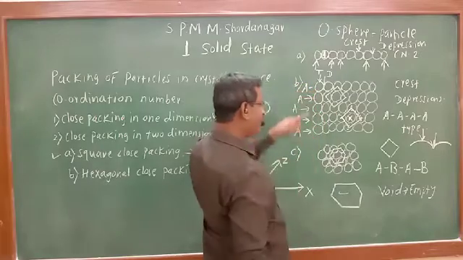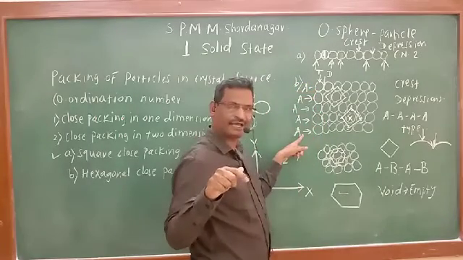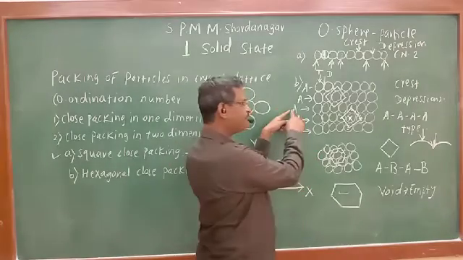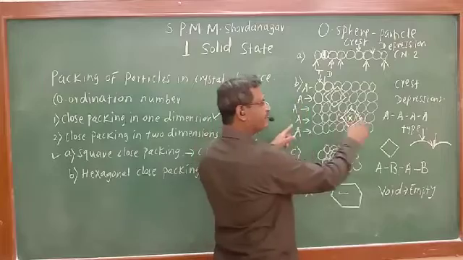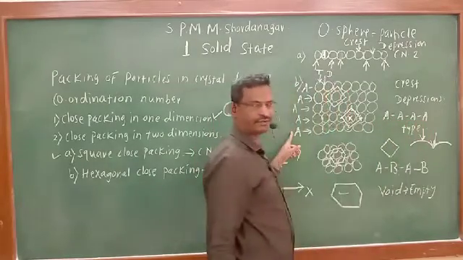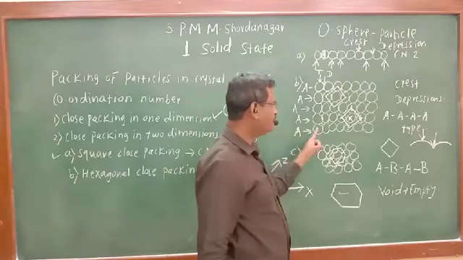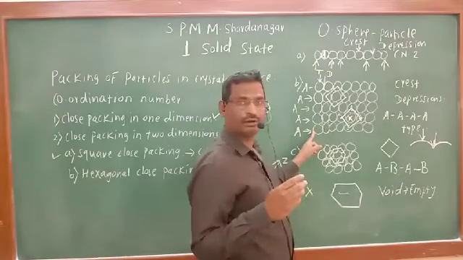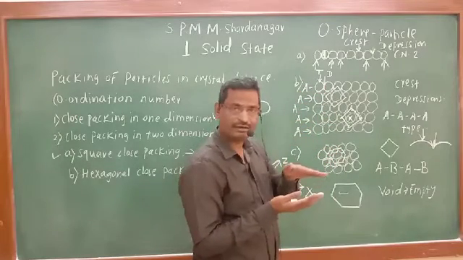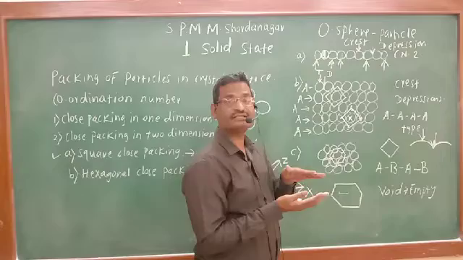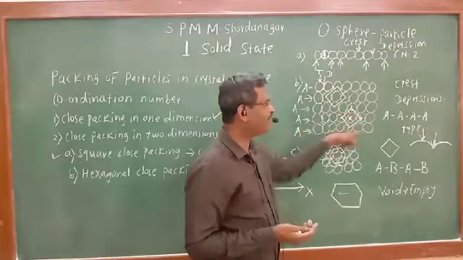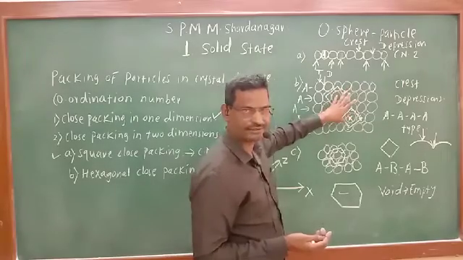In this manner, if the first layer is A type of layer, second is also A type, third is also A type, fourth is also A type, it is known as AA type of arrangement. Because all layers are stacked one above the other in such a manner that crests of each other are touching each other, and that is known as AA type of the arrangement.